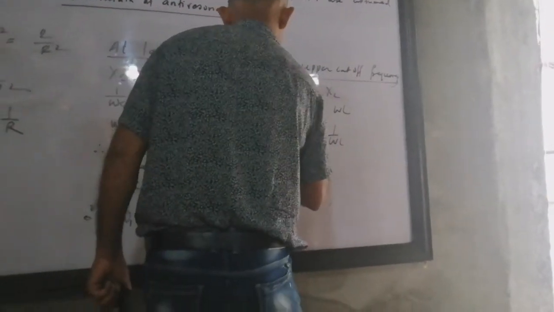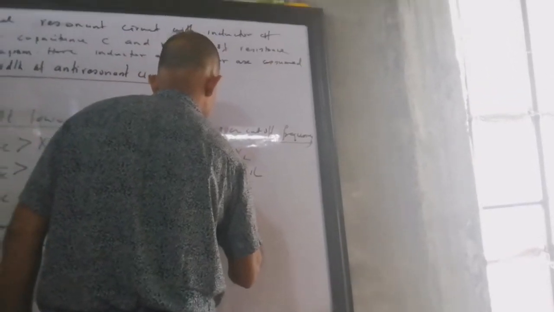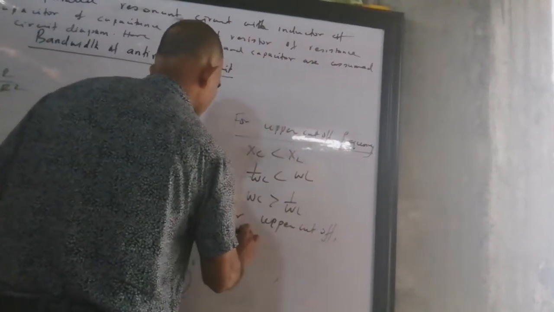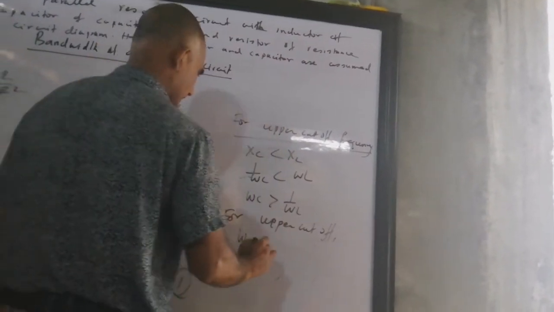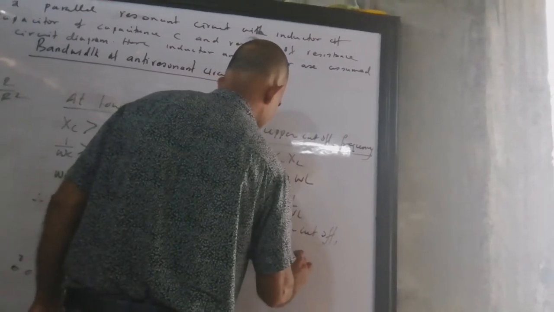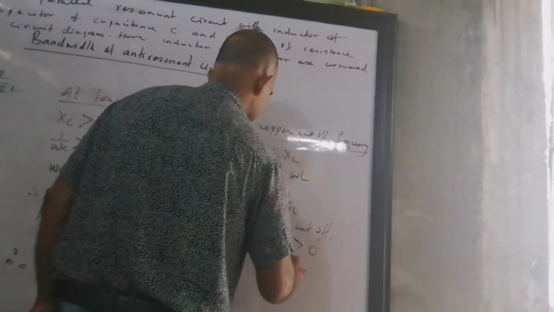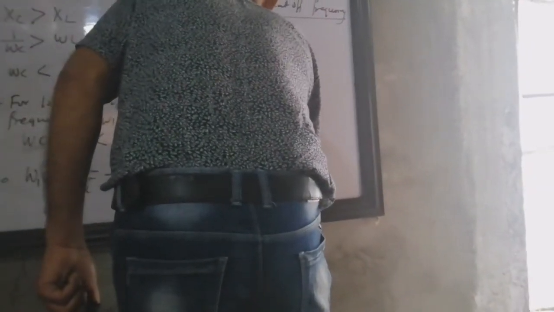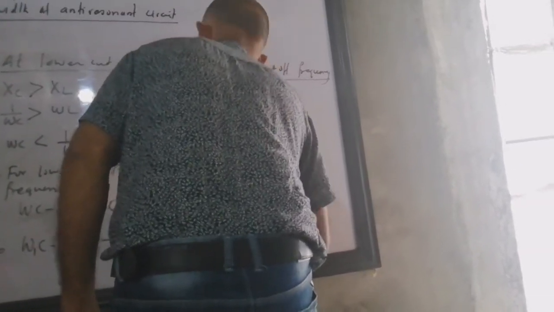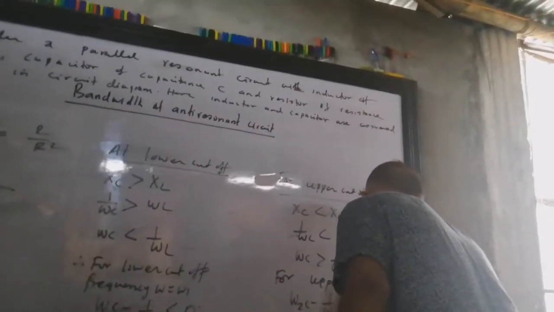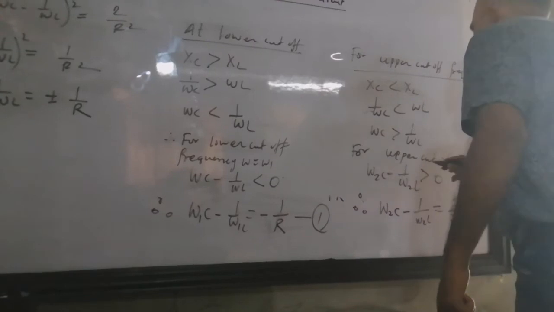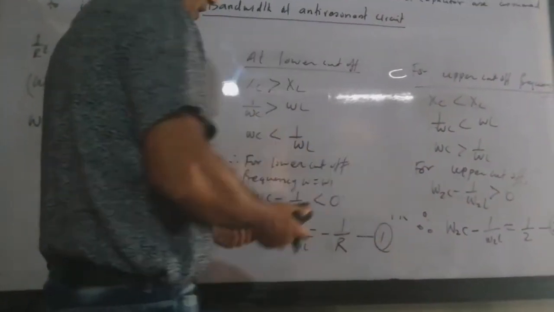And for the upper cutoff frequency, we get omega 2 C minus 1 by omega 2 L, which is greater than 0. Therefore, we need to take the positive sign in this case. So what will be our relation? Omega C minus 1 by omega L will be equal to 1 by R. This is our second equation.